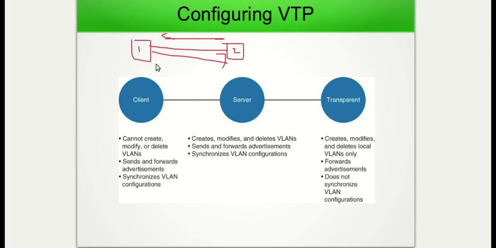So switch 2 will know that VLAN 20 is the only VLAN active with a port assigned to it, so it's only going to allow VLAN 20 traffic in this direction. Switch 1 knows that VLAN 10 is the only VLAN active on this switch, so it's going to allow VLAN 10 traffic in this direction.